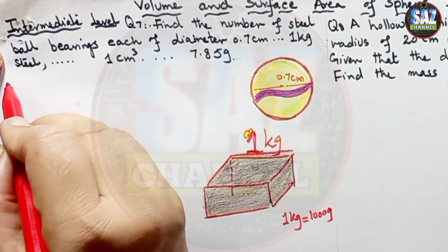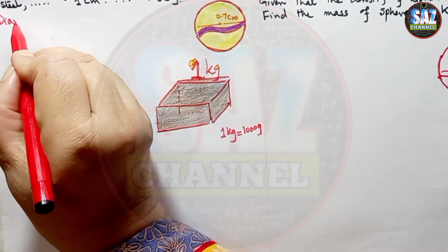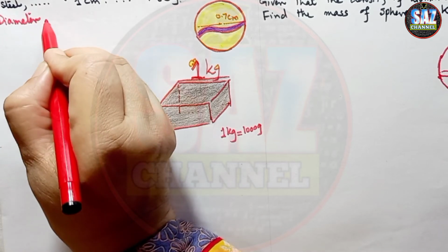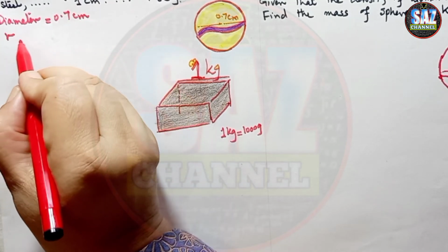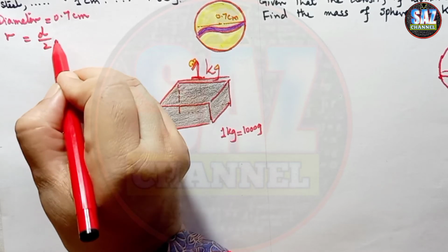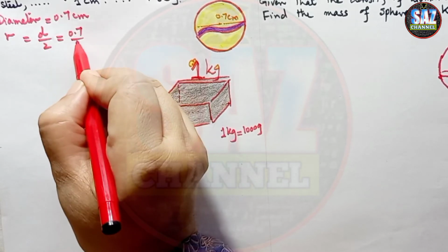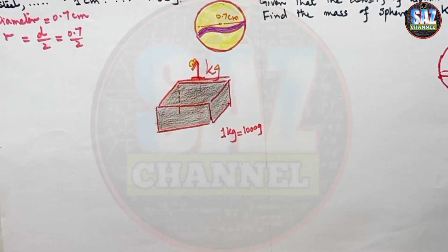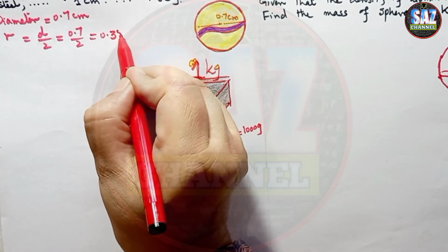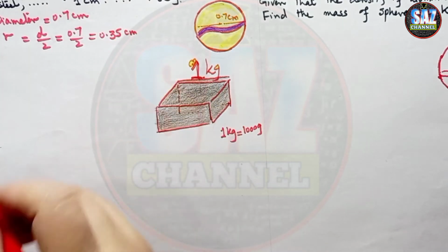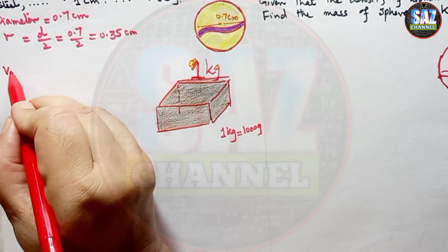The given diameter in the question is 0.7 centimeter. So we know that radius is equal to diameter by 2, which is equal to 0.7 by 2. 70 divided by 2 is 35, but let me confirm it. This will become 0.35 centimeter. This is the radius. Now we have to find the volume of one steel ball bearing.